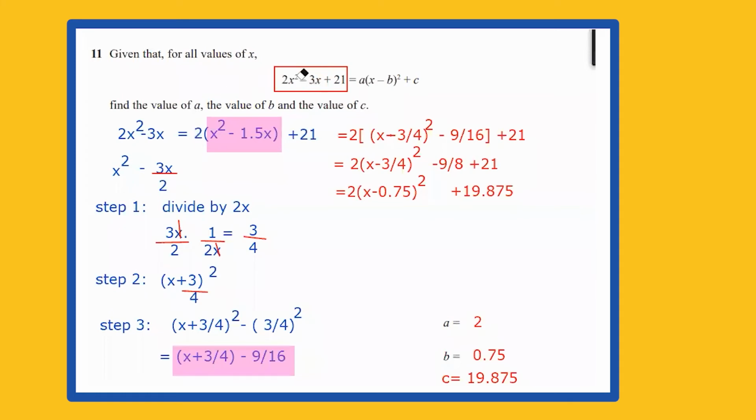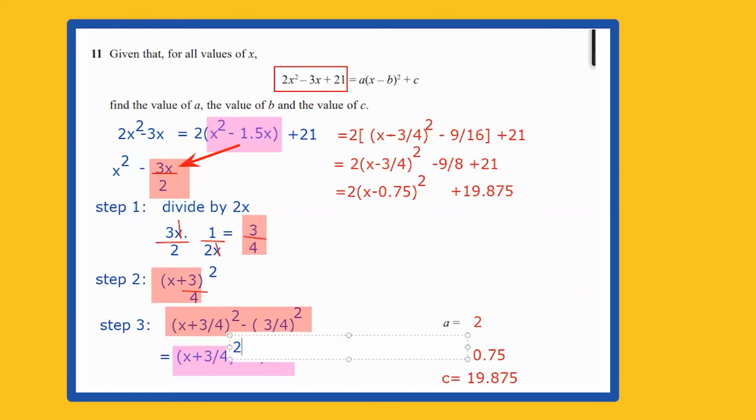Then what I do is I'm going to rewrite x squared minus 1.5x as completing the square. So what are my steps for that? I first divide the x term by 2x. So 3x over 2 divided by 2x is going to give us 3 over 4. Then my next step is I add 3 over 4 to x and I square it. Then my third step is I subtract the square of 3 over 4. So I end up with x plus 3 over 4 squared, minus 9 over 16.